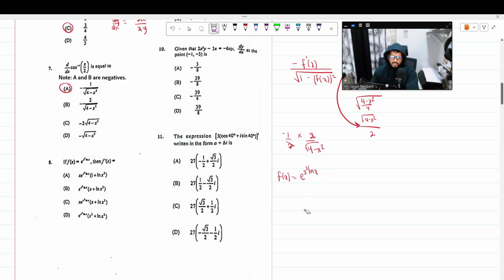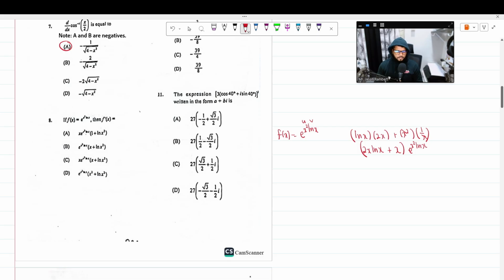Let me leave it like x squared ln x now. When I differentiate this, I must differentiate the power, which is x squared ln x. That's a product rule. So we're going to get, this is u, this is v. It's going to be v multiplied by du dx plus u multiplied by dv dx. Fix it up: 2x ln x plus the x and the x cancels to give me x. That's the derivative. And we write back what the function is, which is e to the x squared ln x.